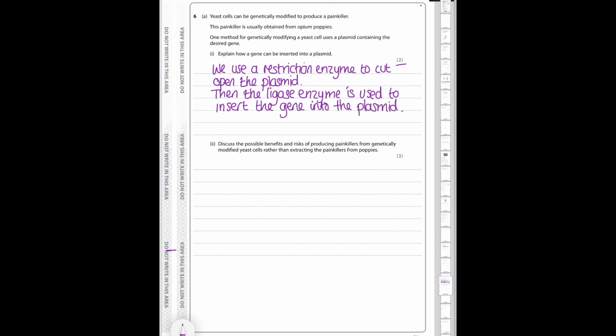Then for the next part of the question, we are asked to discuss the possible benefits and risks of producing painkillers from genetically modified yeast cells rather than extracting the painkillers from poppies.